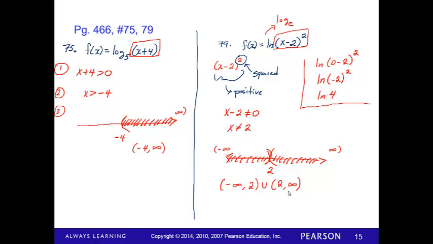And if we pick a number from this interval like 3, now we have the natural log of 3 minus 2 whole thing squared. And that's just the natural log of 1 squared, which is the natural log of 1, which is totally valid because, again, 1's positive. The only thing that will not work is x equal to 2. If you plug the 2 in here, you'll have the natural log of 2 minus 2 whole thing squared, which is the natural log of 0. And that you can't do.